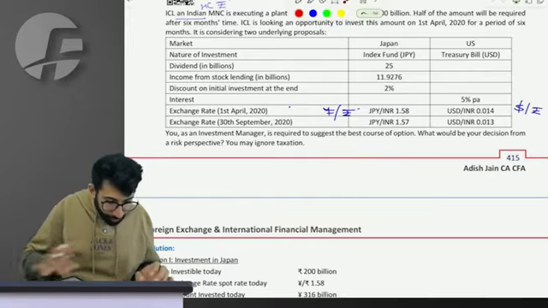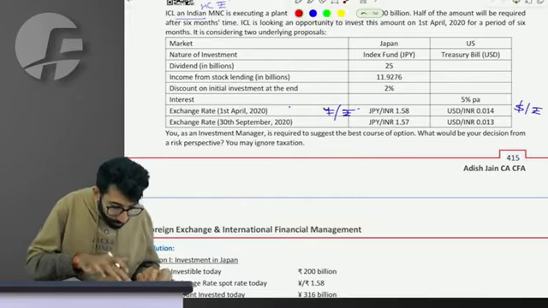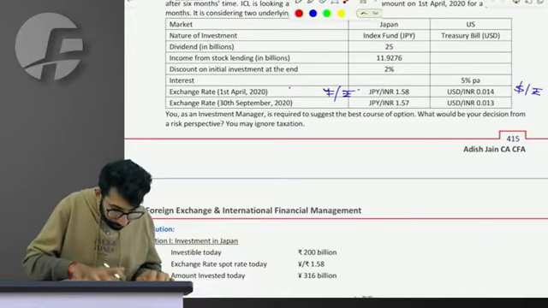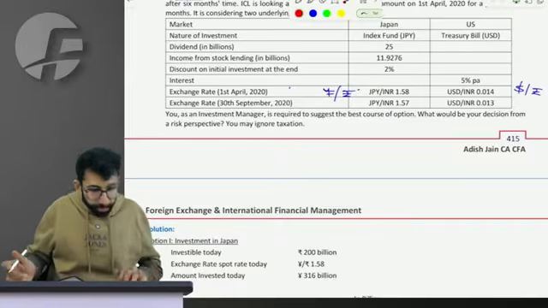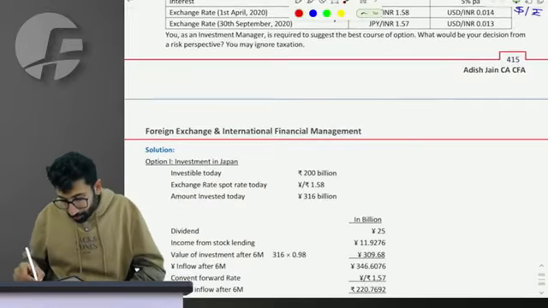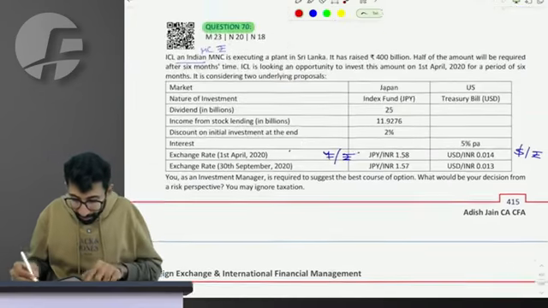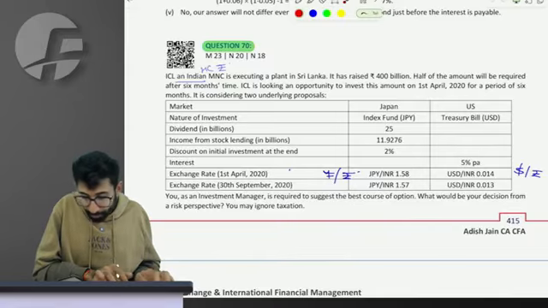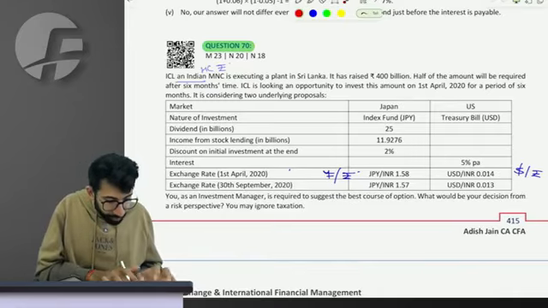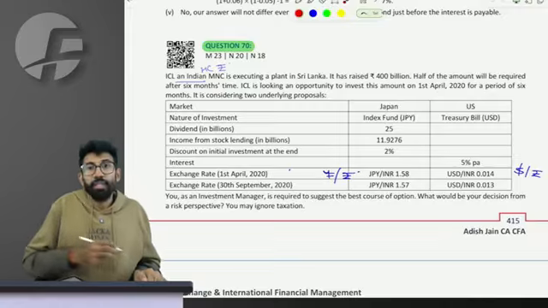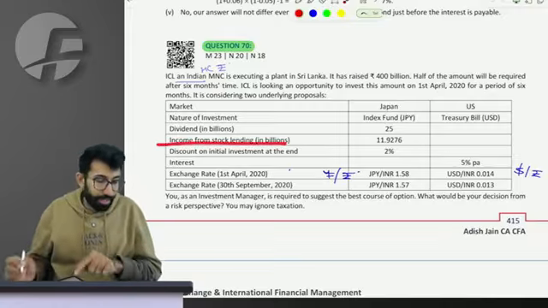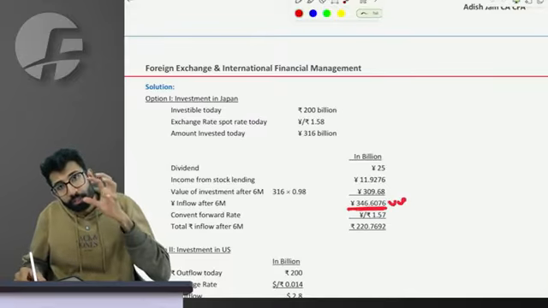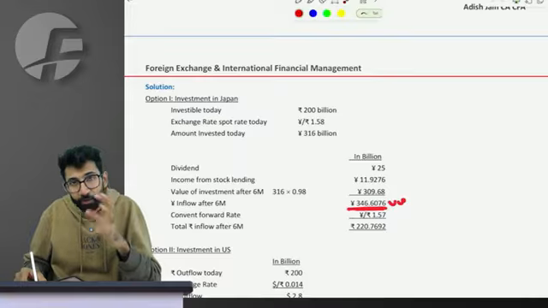316 minus 2% gives me 309.68 as the amount of my closing investment. But on that I have received two more things: 25 billion yen of dividend income, plus 11.9276 billion of other income related to stock lending. So 346.6076 is the closing amount of yen, the value of the portfolio, right? The value of my investment.